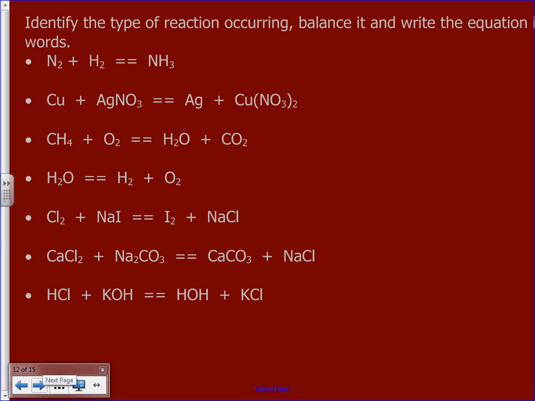So here's what I want you to do with these ones. I want you to tell me what kind of reaction is occurring, and I want you to balance it. Just for right now, do the first 2. Then we'll go over them, and then I'll let you do the rest, and then we'll go over them.